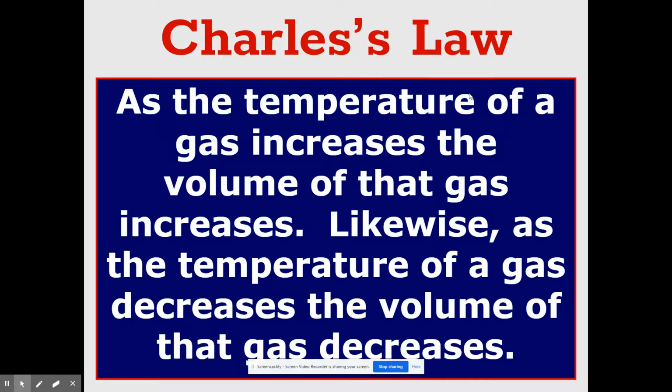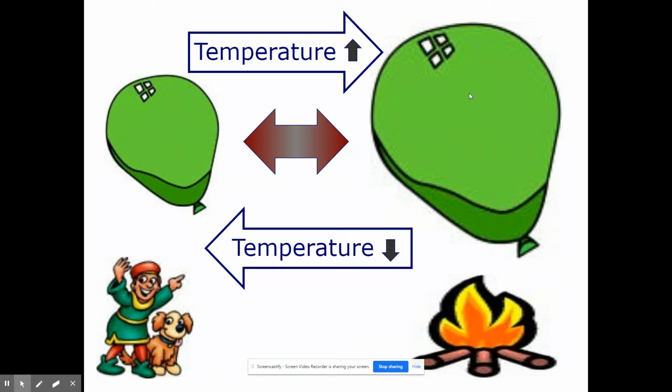So he discovered as the temperature of a gas increases, the volume of that gas increases. And likewise, as the temperature of a gas decreases, the volume of that gas decreases. So going back to the hot air balloon, if you increase the temperature of the gas inside, it'll want to expand. The volume will expand, and as it expands, it becomes less dense than the air around it, and it will rise.